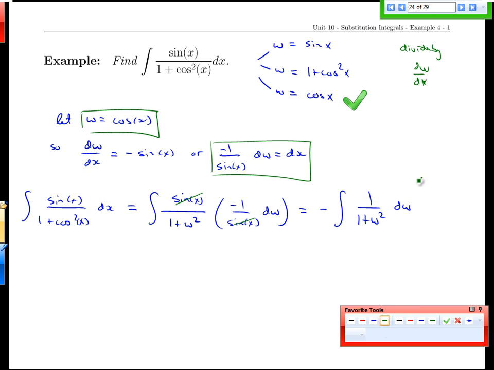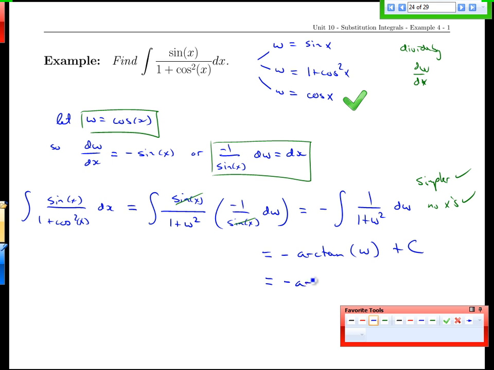And we double check, is this simpler? Yes. Does it have no x's? Yes. And most importantly, not only is it simpler, we know the antiderivative of this. If you look through your catalog, 1 over 1 plus x squared should remind you of arctan. The derivative of arctan is 1 over 1 plus x squared. In this case, it's w's, so it's arctan of w. And then plus a constant for the general antiderivative.